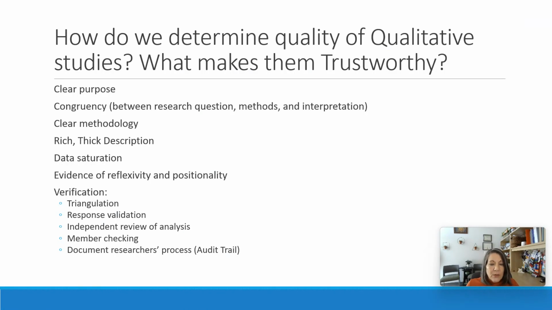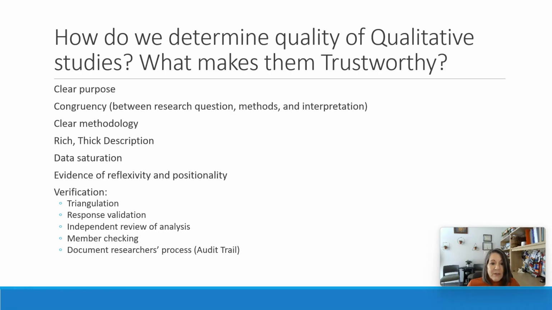So how do we know if qualitative studies are good? What makes them trustworthy? Well, here are some of the things. We can also look at our Johns Hopkins Appendix E, which has a lot of these pieces in it. It needs to have a clearly written purpose. There needs to be congruency or agreement between that purpose or research question, the methods we use to get our data, and then how we interpret our data. Everything has to always point back to that question, not unlike our literature review PICOT question, right?